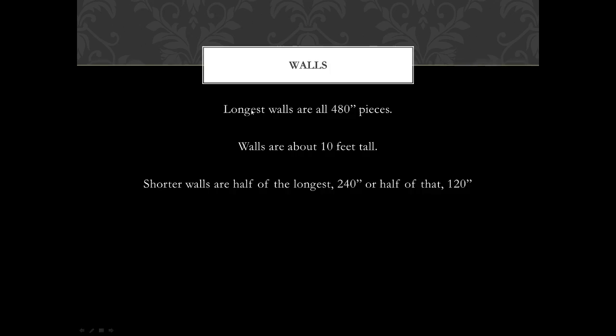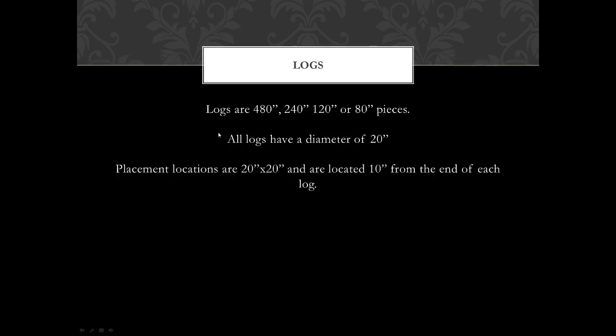The longest of the walls are about 480 inches long. The walls are about 10 feet tall. The shorter walls are about half the longest, so 240, and then again half of that, 120. Again, here are the log sizes: 480, 240, 120, and short stub 80-inch pieces. All the logs have a diameter of 20 inches, and the placement locations are 20 by 20 and are located 10 inches from the end of each log.